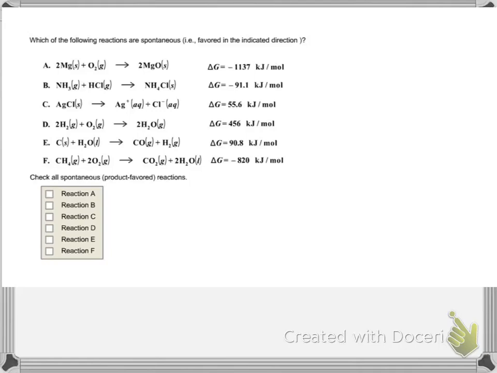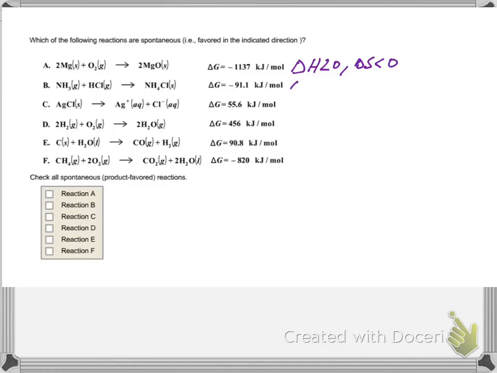Alright, here's a series of reactions, and they're asked which ones are going to be product favored. So just for practice, we'll go through all the delta H and delta S designations. The first one definitely is exothermic. We have AA bonds as reactants. We also have a gas getting converted into solid, so delta S is less than 0.